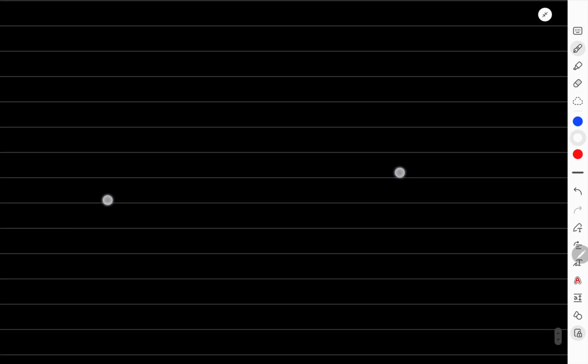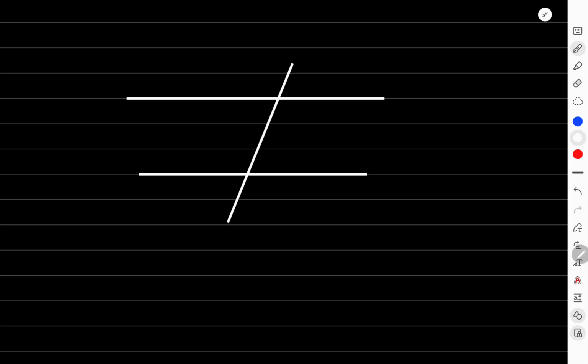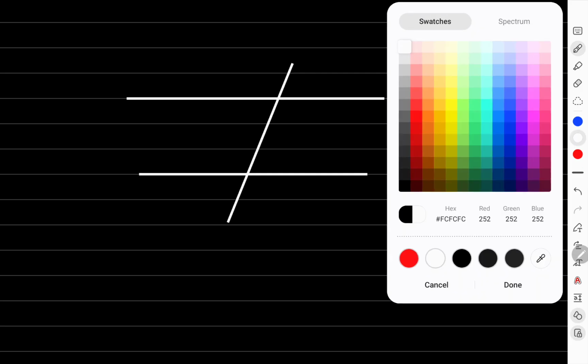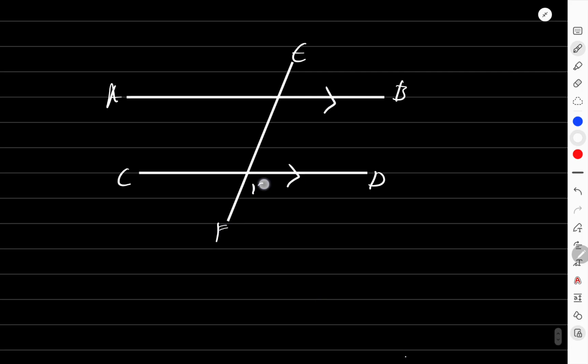Now, let me draw another structure. I have a structure like this one. I'm required to find the value of X and the value of Y, given that the lines are parallel. So if the lines are parallel, I have line AB, which is parallel to line CD. I have E, EF. Parallel is shown by these arrows. I'm given this angle is 121 degrees. I have X, I have Y. I'm required to find the value of X. I'm also required to find the value of Y.